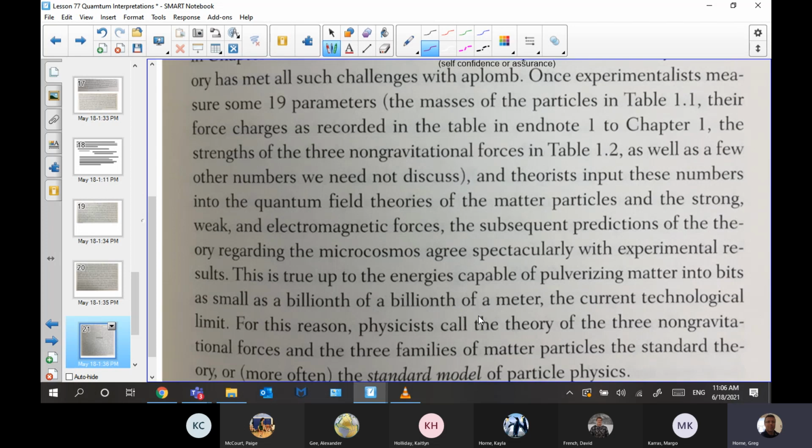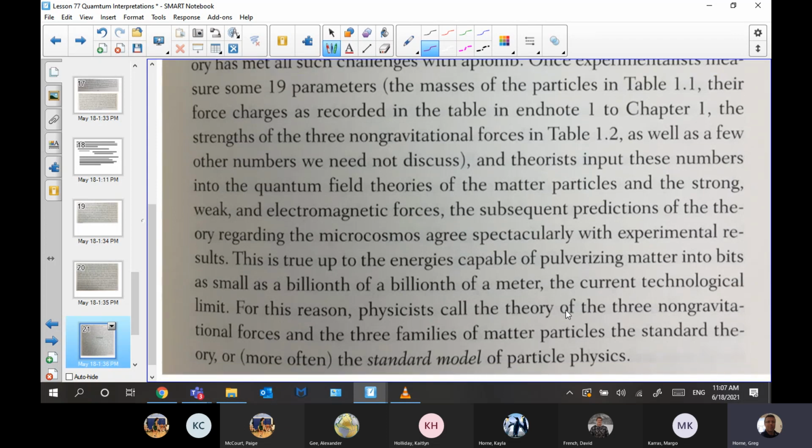Nothing has been wrong for 100 years. Every time they say, oh, I predict this is going to happen, yep, it happens. So this is true up to energies capable of pulverizing matter into bits as small as a billionth of a meter. So it's quantum compatible. It's all good. The current technological limit that we've gotten to, everything's been confirmed. They keep building bigger and bigger particle accelerators so they can test the theory even further to see if it still holds true. So far it has.